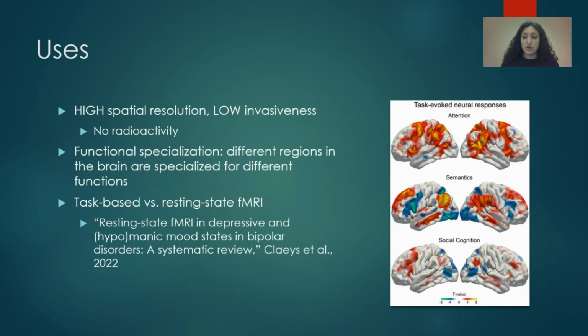Task-based fMRIs are often used in research to identify which brain regions are involved in a certain cognitive function. As well, resting state fMRIs can be used to compare different populations. On the slide is an fMRI scan showing how neural activity is localized in different regions during attention-related tasks, semantic-related tasks, and social cognition-related tasks. This demonstrates functional specialization.